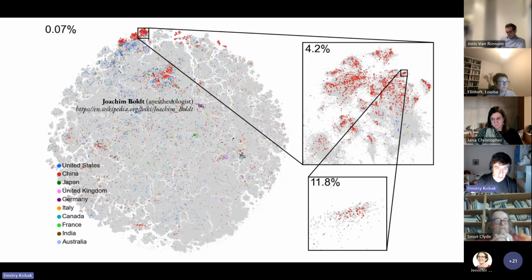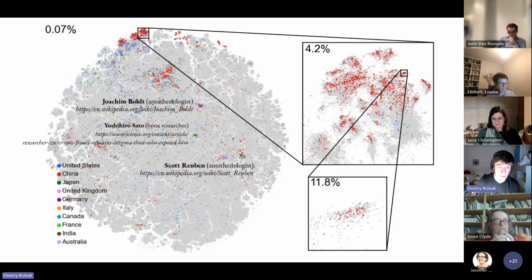And I just today was looking at several other clusters, and I realized that these blue papers over here coming from the United States are all the work of Scott Rubin, whom I didn't know, but actually they're famous. They have Wikipedia articles, and this green cluster is a Japanese guy working in bone research. You also find Science and Nature pieces covering each of these cases. So these are famous cases of research fraud.